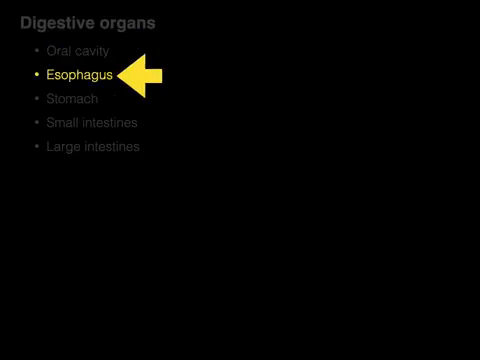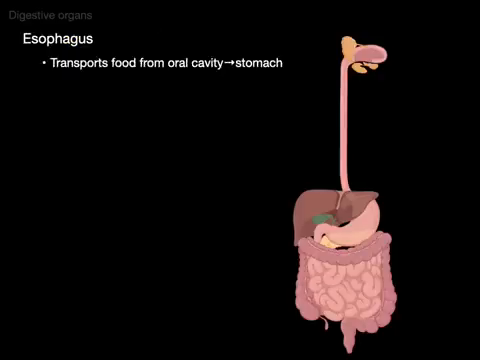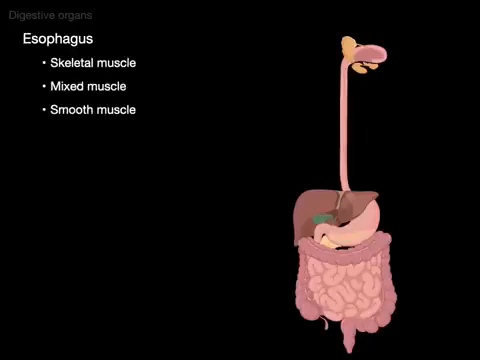Next, let's go to the esophagus. The esophagus transports food from the oral cavity to the stomach. And during that transportation, no metabolic changes occur. It's simply being transported. So there's the esophagus.